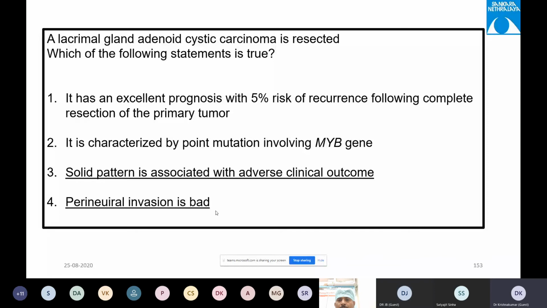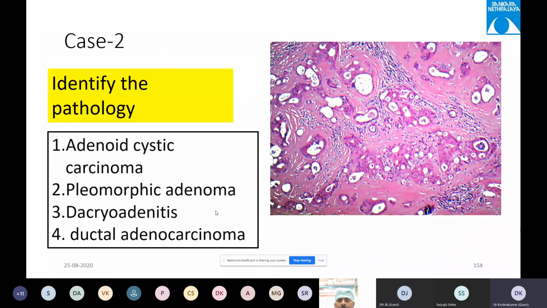Then what is this? This is another tumor of the lacrimal gland. Is it adenoid cystic, pleomorphic adenoma, dacryoadenitis, or ductal carcinoma?